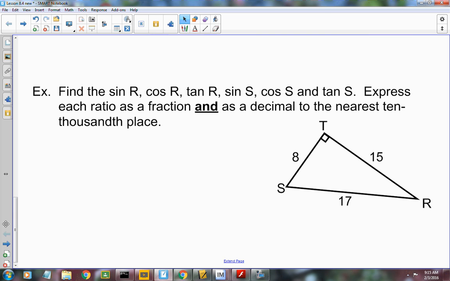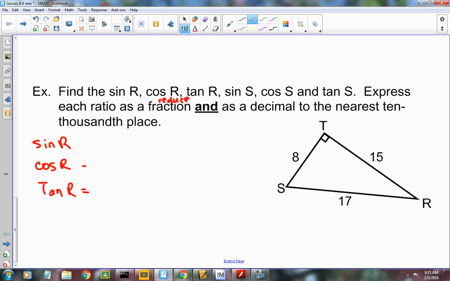So again, we have another triangle. Here's another triple, the 8, 15, 17. We want to find the sine, cosine, and tangent of R, and the sine, cosine, and tangent of S. They want me to express each ratio as a fraction, and you need to reduce it, and as a decimal to the nearest 10,000th place. Okay, so that's what they want me to do here. So I'm going to find the sine of R, the cosine of R, and the tangent of R.